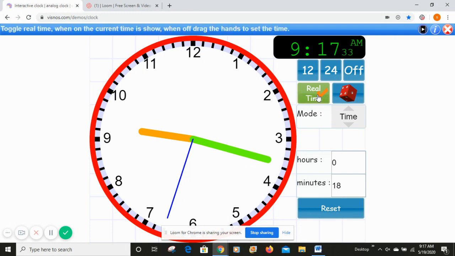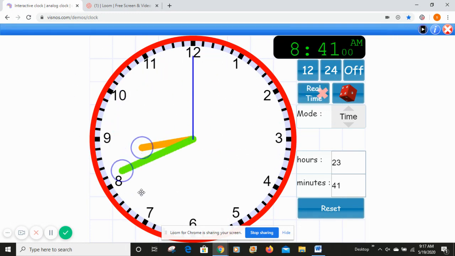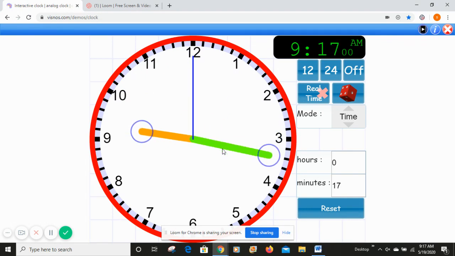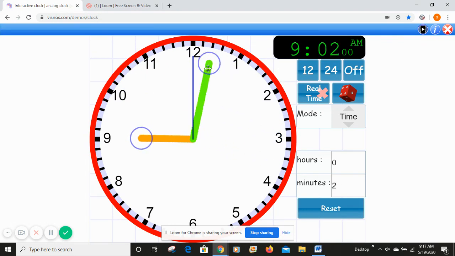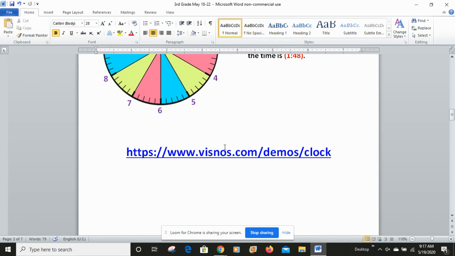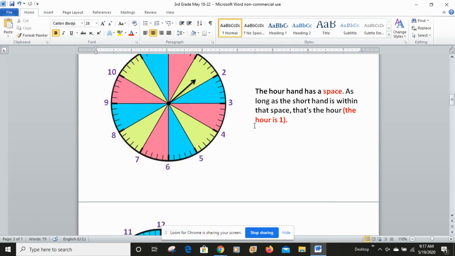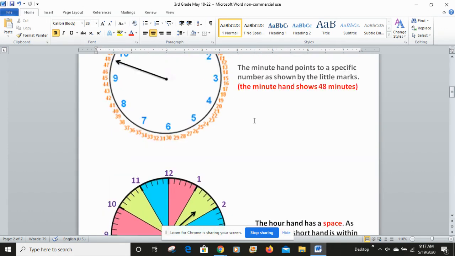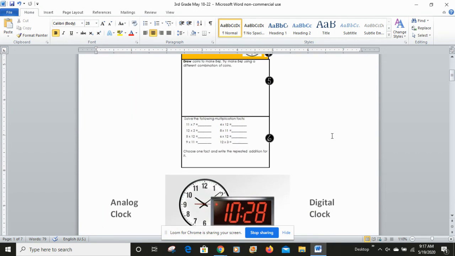You can play around. You can take it off of real time, and then you can adjust the hands however you want them. And it'll show up here what time the hands are reflected on the analog clock to the digital clock. So, third graders, I hope that's helpful. Use that clock. Remember, hour hand takes a space. Minute hand points specifically at a number on an analog clock.